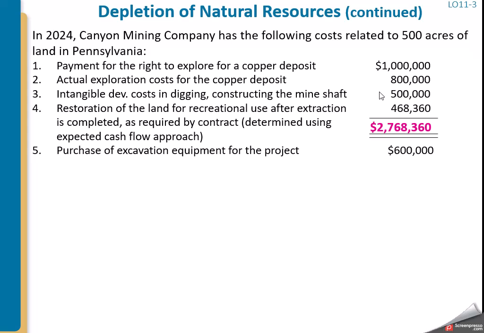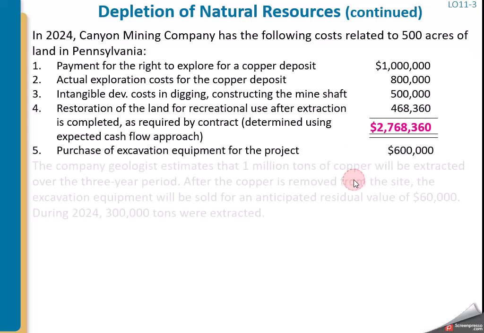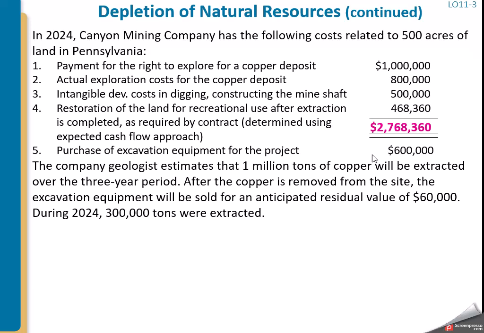So they have all of these costs to operate that, or to get that mine where they could actually start to extract it. They did buy equipment. Now, if it's equipment that we can depreciate, that wouldn't be included in our depletion. So only the stuff that's part of the actual ground or the digging of this mine shaft is going to be included in that.